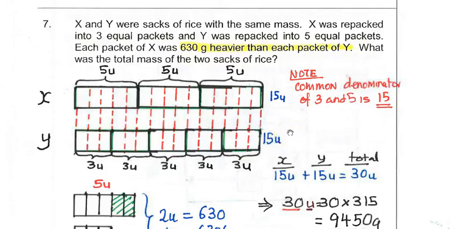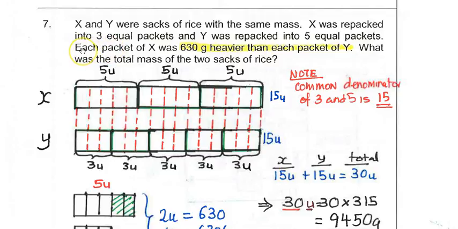Next, the total number of units is 30. Okay, the total number of units is 30, you know. Now, how can I find 1 unit? Remember, in anything you do, find 1 unit. Okay, now let's take a look here.